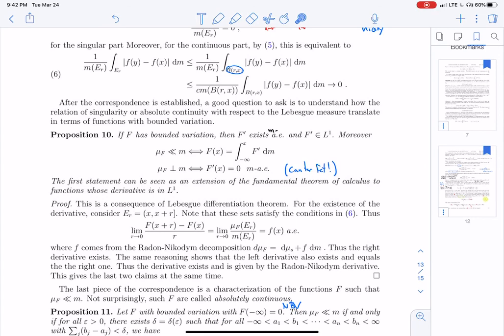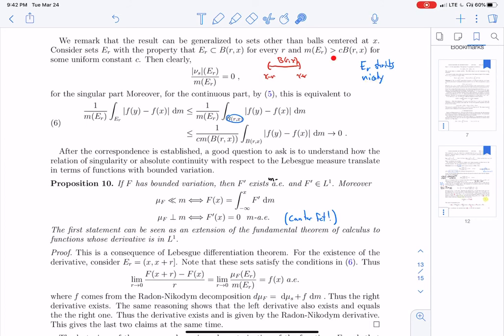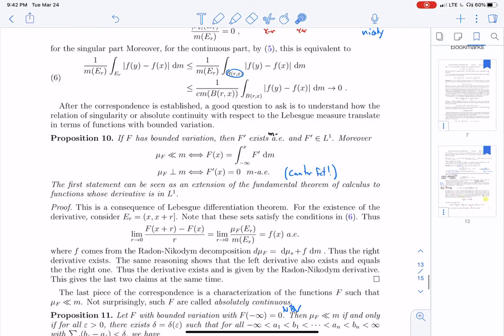This is now an easy consequence of the Lebesgue differentiation theorem. Why? I just apply the result to the sets E_r(x) equal to (x, x plus r). This family of sets shrinks nicely, I have these two properties. The measure of E_r is just f of x plus r minus f of x, by the definition of the construction of the measure. And of course, the measure of that set is simply r. So I recover the definition of the derivative. Then I take the limit as r tends to 0, and by the last theorem, this is just the Radon-Nikodym derivative of the measure, M almost everywhere.